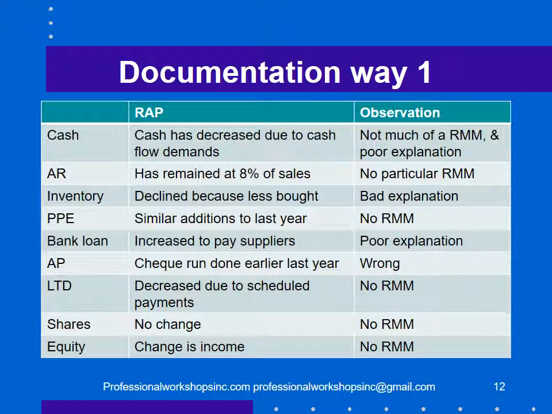Property, plant, and equipment additions similar to last year. Well, I think, again, that would just say, look, there's no particular risk of material misstatement that we've identified here. We looked at this year, we looked at last year, don't see anything. Bank loan, as I said before, that's a poor explanation. The explanation on accounts payable is just incorrect. So we need to provide something better there. That's just wrong.